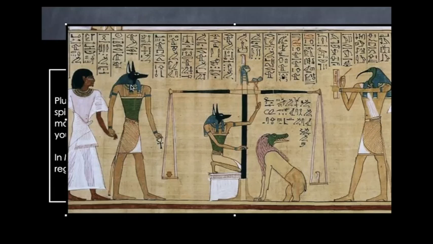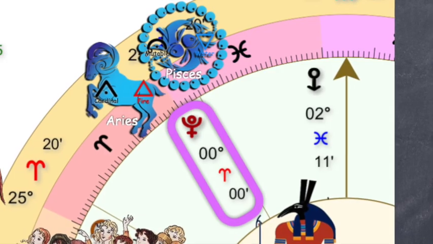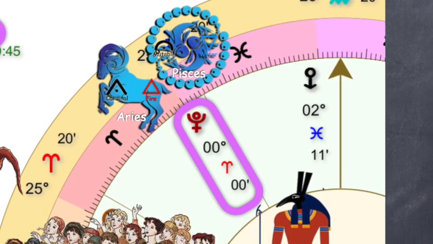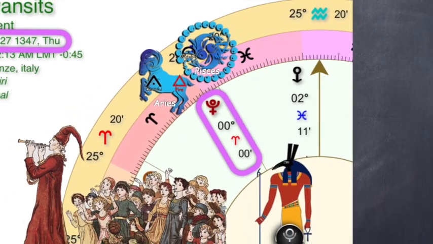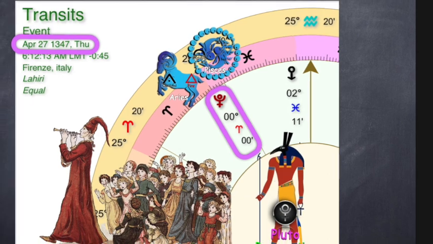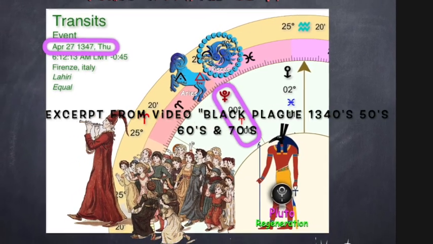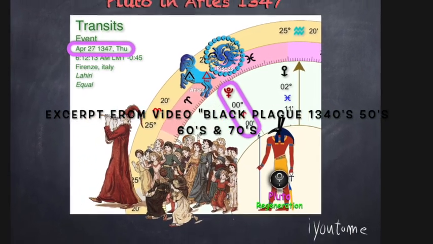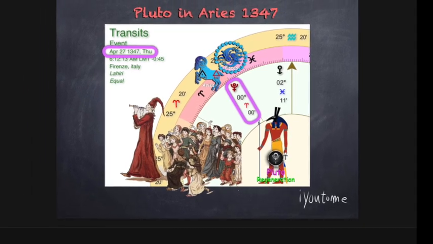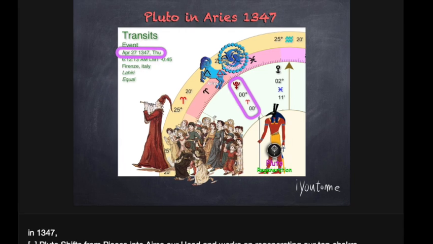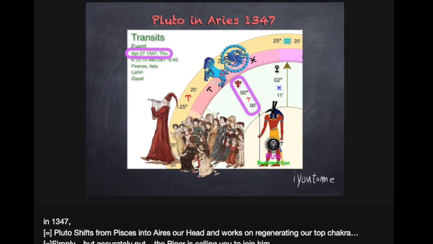So just when you see Pluto, just remember, it's regeneration. He's very, very slow moving. Many plagues, which are just cleanses, have happened when Pluto crosses a zodiac sign. Another reason why sidereal worked perfectly during the Black Death, because Eris and Pluto both change signs. We'll get into that another time.